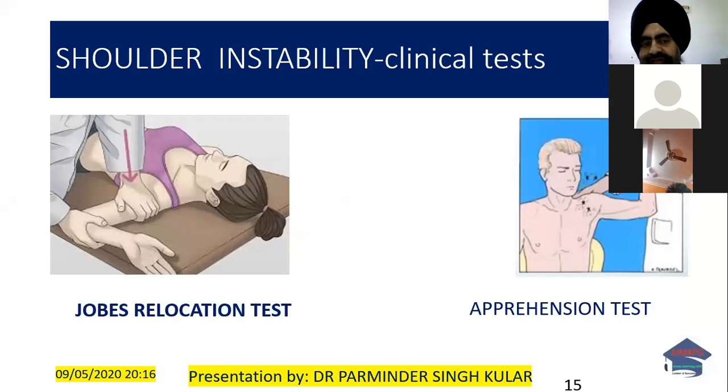So when we give the support, the patient will feel comfortable. So this is the Jobs relocation test. And on the right side, what you see is the apprehension test. In the apprehension test, the patient will be apprehensive because if I reproduce this position, my shoulder will give way and it will lead to dislocation. So it is basically an avoidance test.